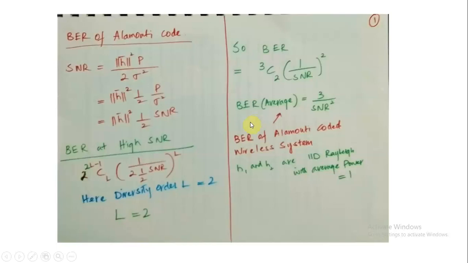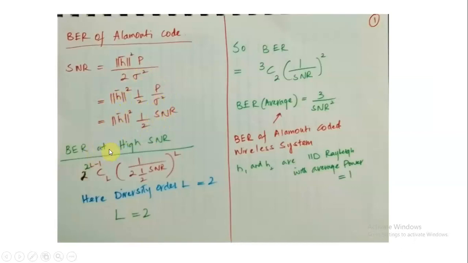In the previous lecture we calculated the signal to noise ratio of a system which has two transmit antennas and one receive antenna, and we did transmission with the help of a space-time block code called Alamouti code. We found out that the diversity order of that system is 2 and the signal to noise ratio was the norm of h squared into P divided by 2 sigma squared. If we separate these quantities, P by sigma squared is the simple SNR of a SISO system.